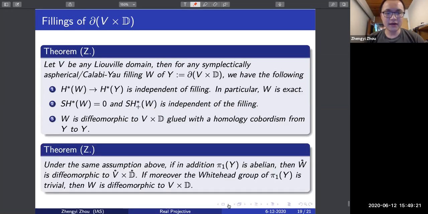Okay, and based on them, I can prove the following, under the same assumption above. If you assume pi 1 is abelian, then the interior of the filling is diffeomorphic to the interior of the standard filling, V times D. And if moreover the Whitehead group of pi 1 of the boundary is trivial, then the diffeomorphism can be extended to the closure. So you can get a kind of diffeomorphism type result for the filling.